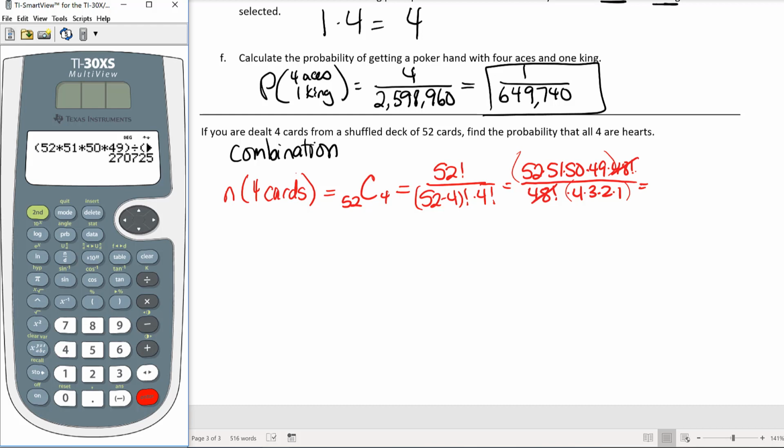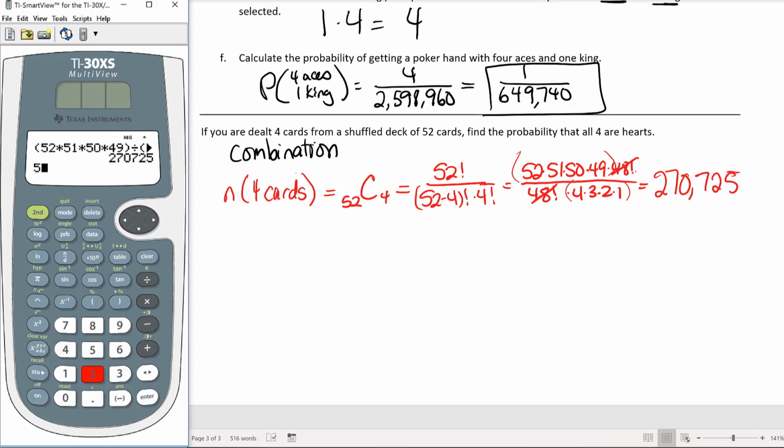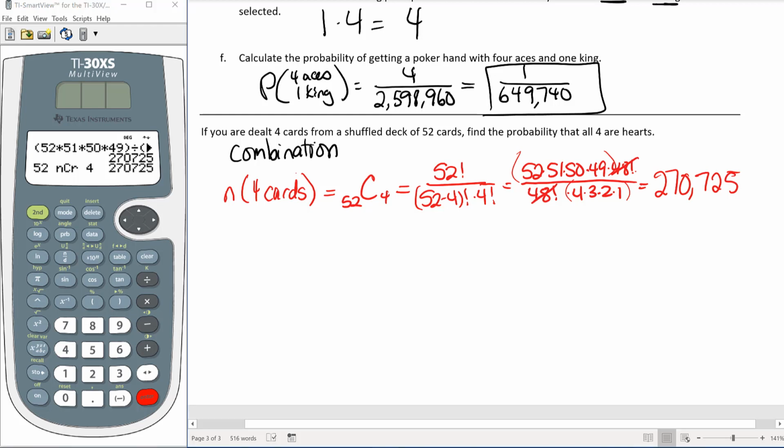And this turns out to be 270,725. Now if you had a calculator where you could just type 52 and use the combination function, you would also get the same value. Great. So that's the denominator. That's the different ways we could get any 4 cards. Now we're going to look for the numerator because we want 4 that are hearts. So let's look at the number of ways we could get 4 hearts.